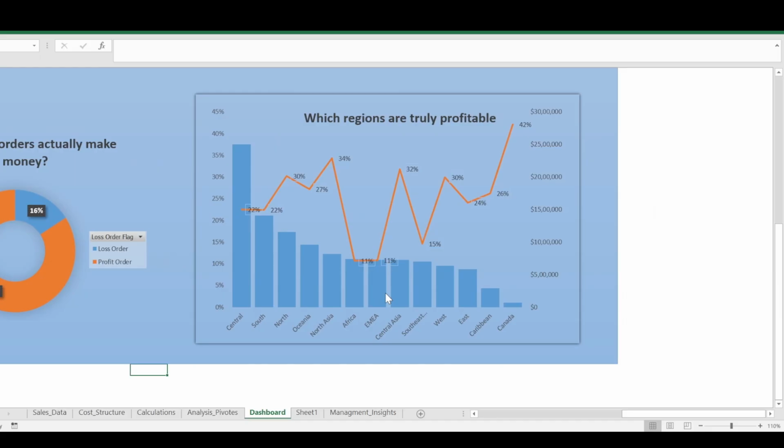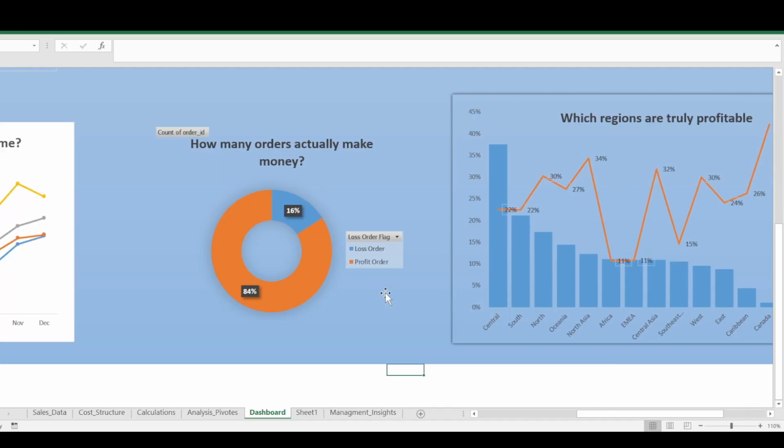So the next visual is the region versus the net revenue and the profit margin. This chart compares the revenue and profit margin by region. Some regions like Central and South perform well overall, but regions like Canada have a lower revenue but very high margins. This highlights the hidden regions where focusing some efforts can improve profitability without any heavy discount.